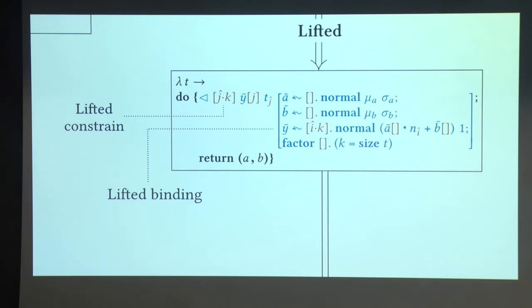So we lift two things. We lift constrain, and we lift the bindings on the heap. And lifting bindings allows us to have succinct output, and lifting constrain allows us to perform disintegration in short time.